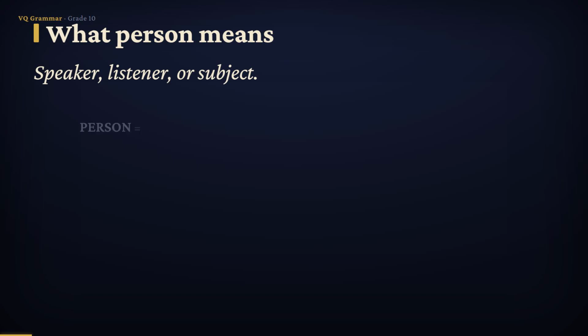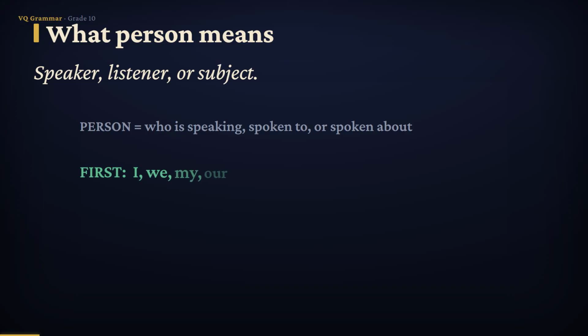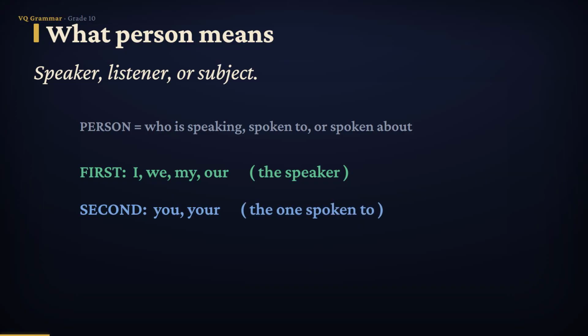In grammar, person tells us who is speaking, who is being spoken to, and who is being spoken about. First person is the speaker, the one doing the talking. I, we, my, our. Second person is the one spoken to, the listener sitting across from you. You and your. And third person is the one spoken about, the person or thing we're discussing. He, she, it, they, one, and their.